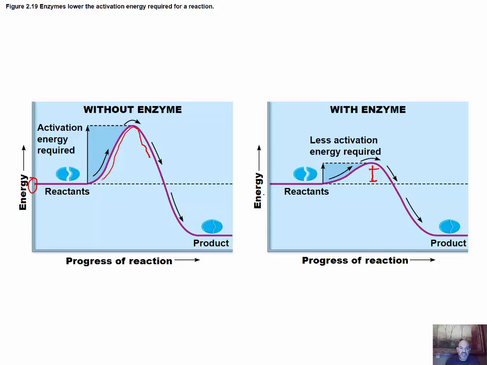Now notice the same change in energy in both cases. On the left, without the enzyme, we start at this energy level where that dashed line is. It's the same in both graphs. And we end at the same level here. We have the same final energy. So ultimately, the same energy transformation occurs. Overall, the same net change.